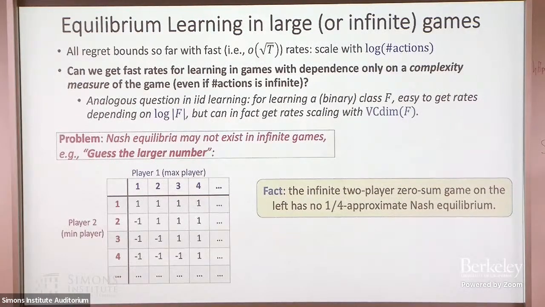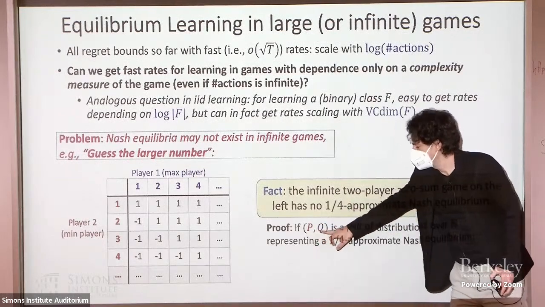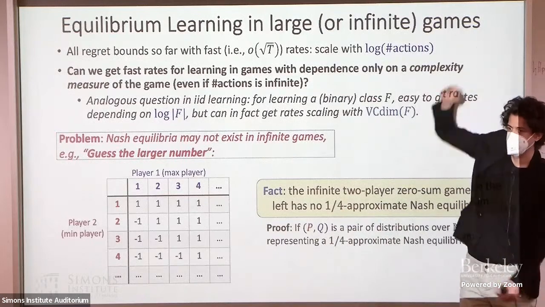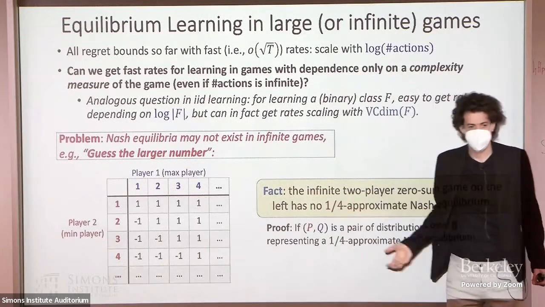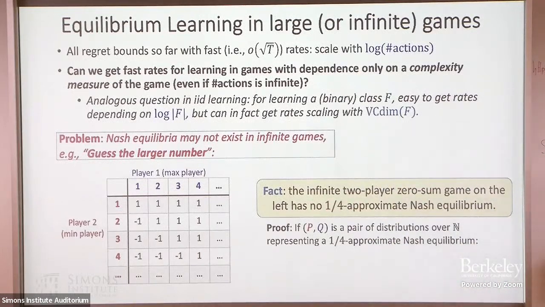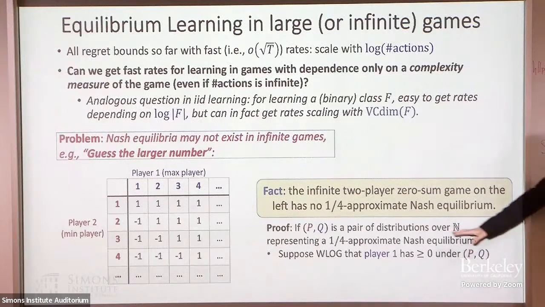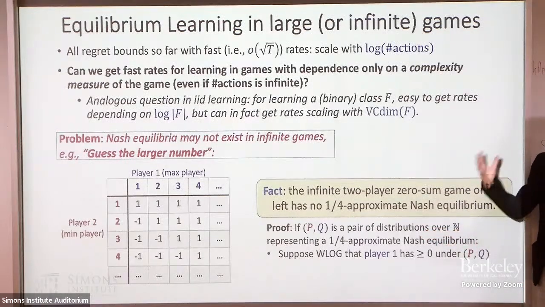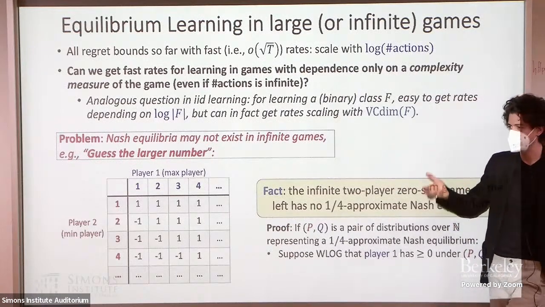I hope this is obvious, but if it's not, here's a little proof. Suppose a strategy P, a distribution over natural numbers for the row player, and a distribution over natural numbers for the column player, is a quarter-approximate Nash equilibrium. And suppose, without loss of generality, that the game under this pair of strategies is in favor of the purple player. Otherwise, I would do the symmetric argument for the other player. So let's say that in this approximate Nash equilibrium, the purple player more often wins than loses, so the utility received is at least 0.